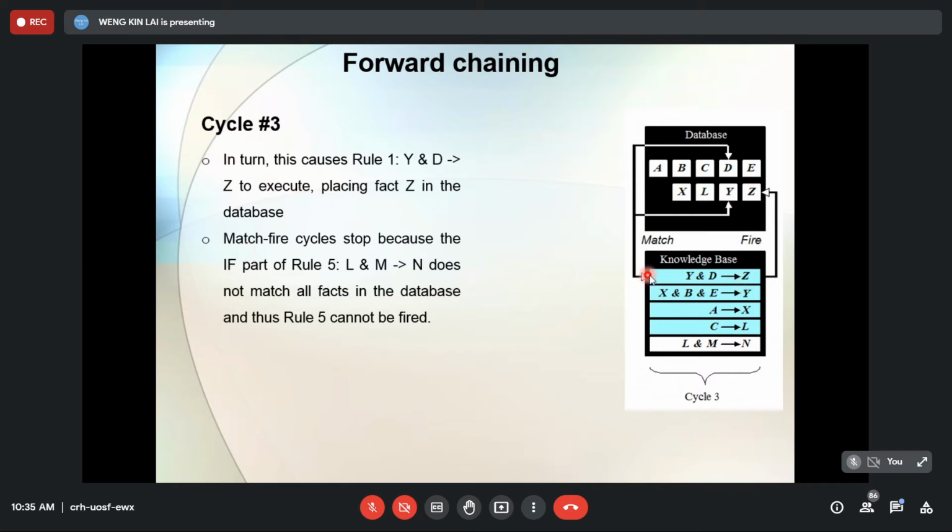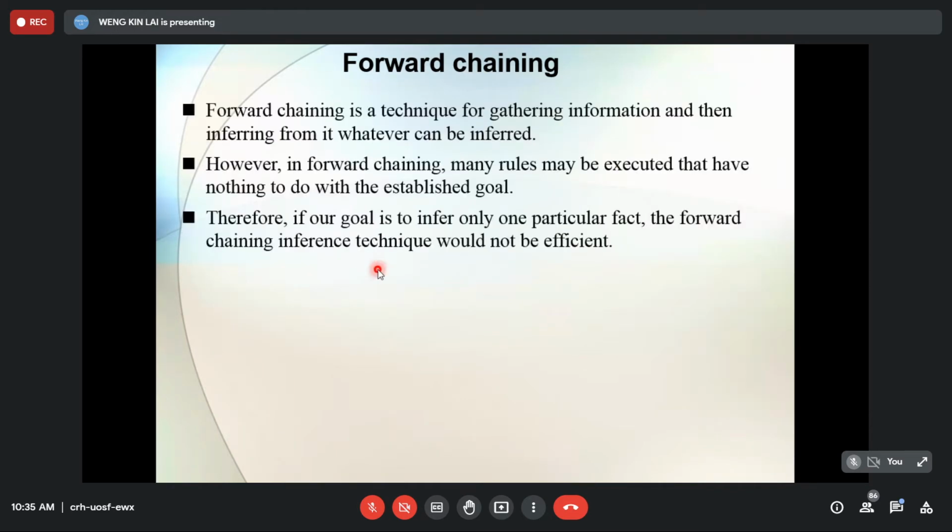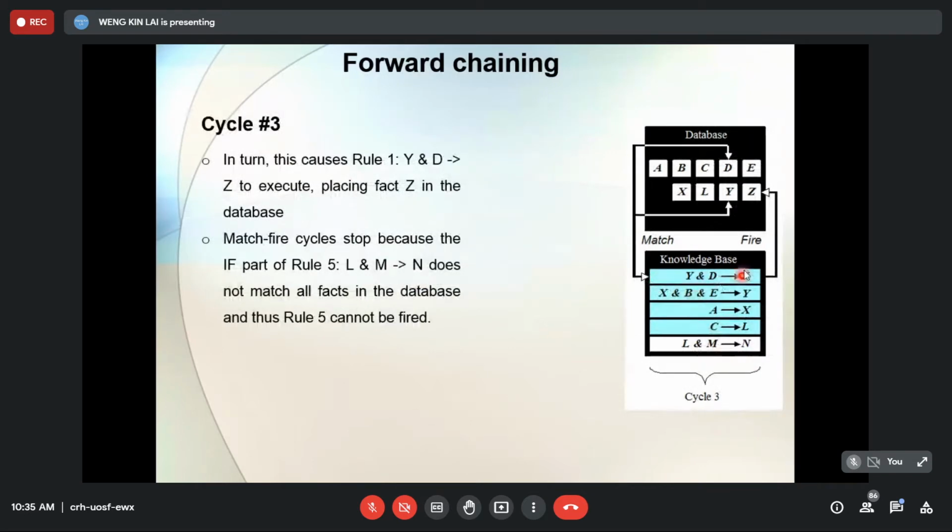Now, this matching and firing cycle continues. Z is introduced, and then of course I jump to the fifth rule, L and M. Do I see L? Yes, I see L. Do I see M? Is M there? Is M true? I don't see M here, so I assume that M is not true. So this rule will not be fired.